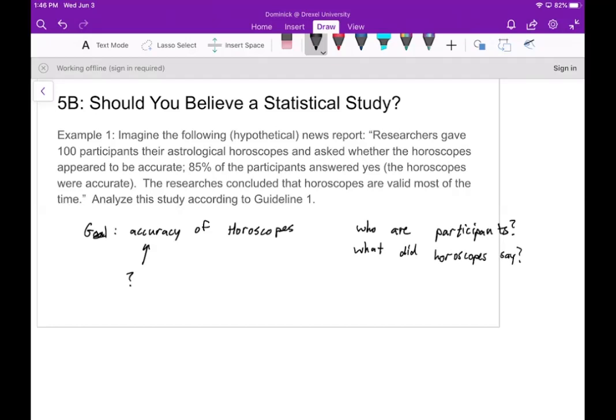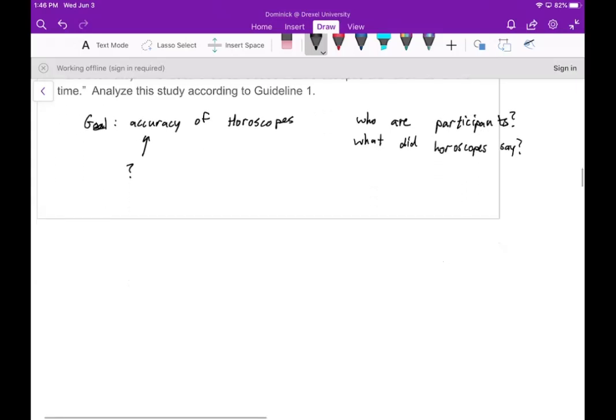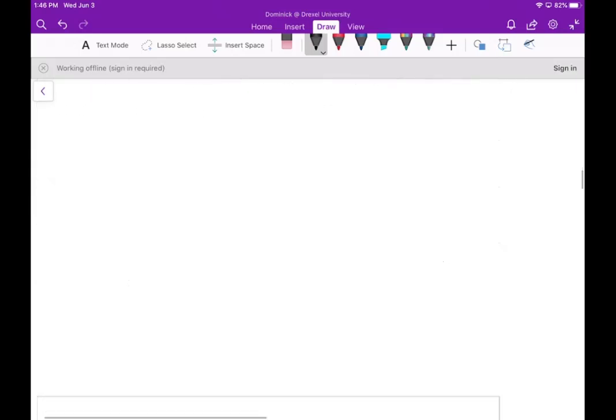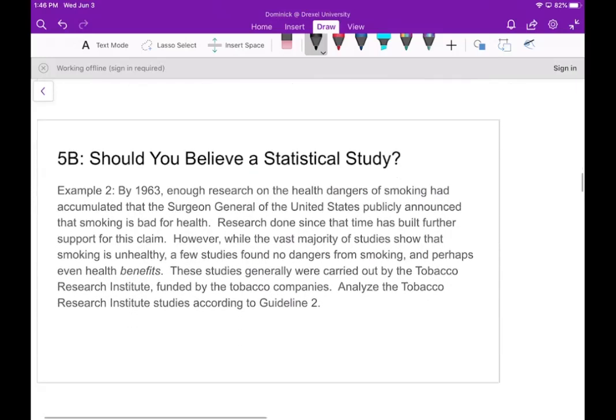Right? So there's a lot of things that are kind of off about this statistical study, right? We don't know what accuracy of horoscopes means. We don't know who the participants are other than there's just 100 of them. And they only answered one question that's kind of vague in general, right? So that would give us some things to raise a red flag about.